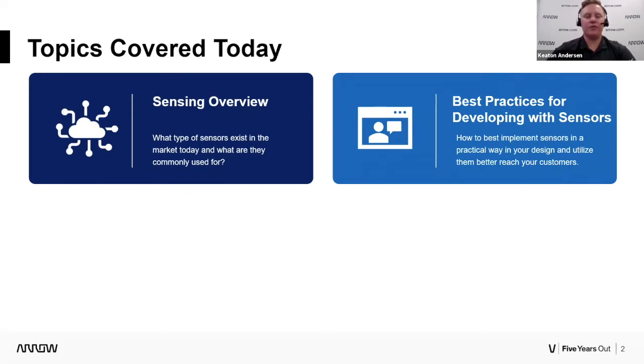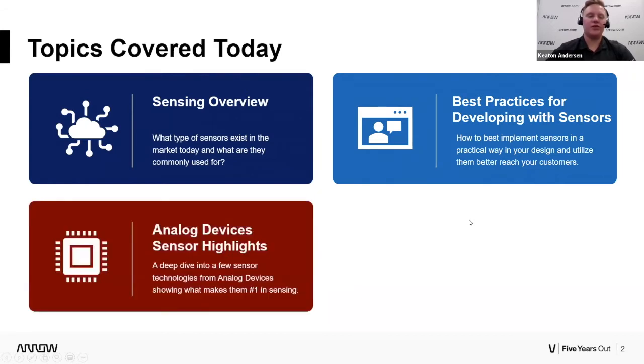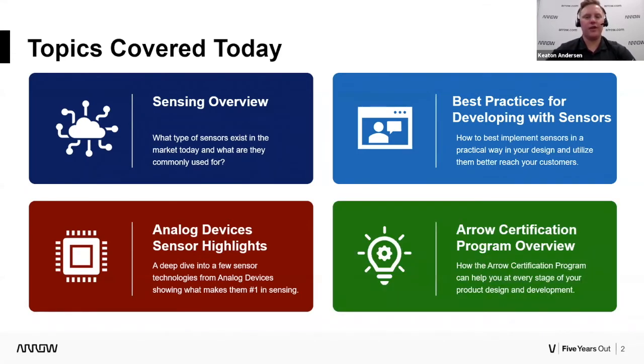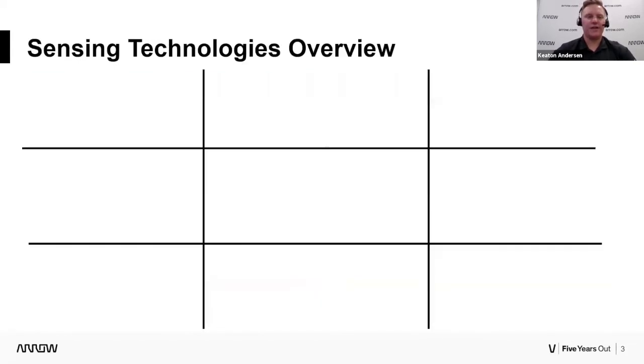This is going to be looking at it from more of a practical form. From there, we're going to talk a little bit about Analog Devices and what makes them really the best in sensor technology and everything that they have to offer. And then we're also going to go through the Aero certification program and how that can potentially help you with your design. So we'll go through a little bit of an overview of sensor technologies here.